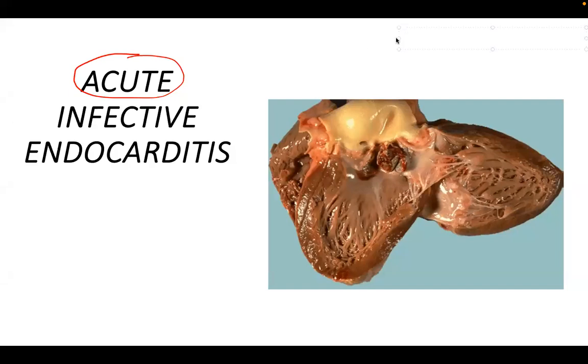Now, question. In infective endocarditis, what do we call the criteria? It has major and also minor criteria. This is called the Duke's criteria. Now, question, what are the retinal hemorrhages that you see in acute infective endocarditis? R for retina means R for the Roth spots.